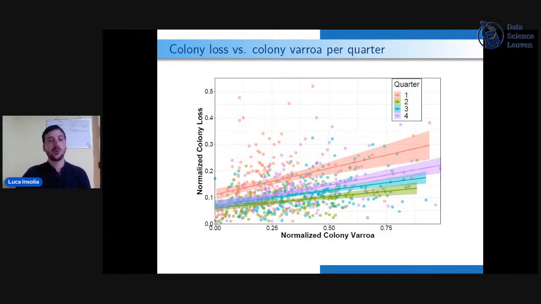So in this scatter plot, we see the proportion of lost colonies for each state. Each dot is a specific state for a given quarter of some year in the US. We are looking at the proportion of lost colonies against the proportion of colonies affected by Varroa, and we included the least squares fit for the points belonging to each quarter of the year. We can notice that the effects of Varroa seem stronger during the first quarter, which is somehow known and expected. And then it's followed by the fourth, third, and second quarter.